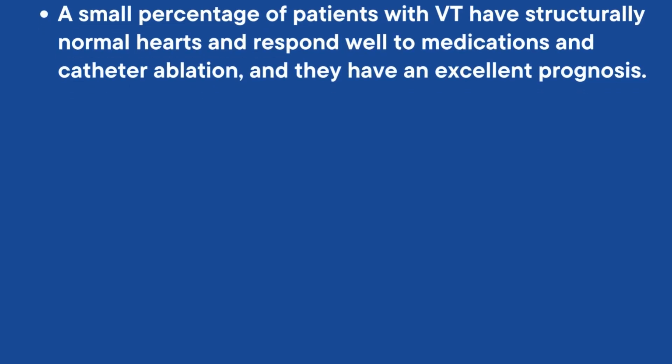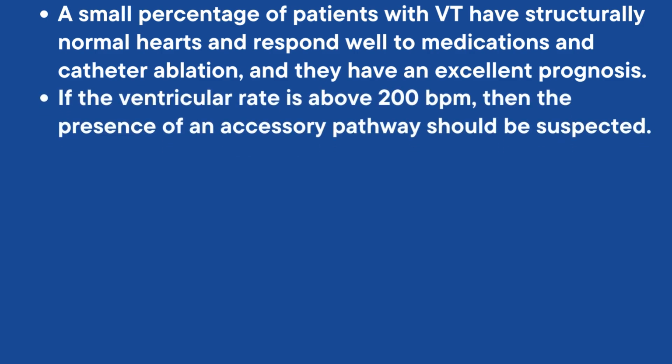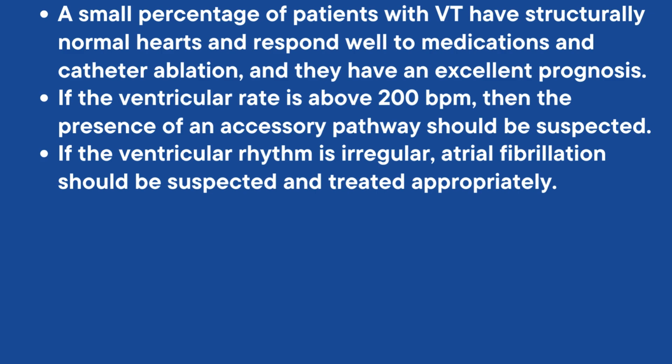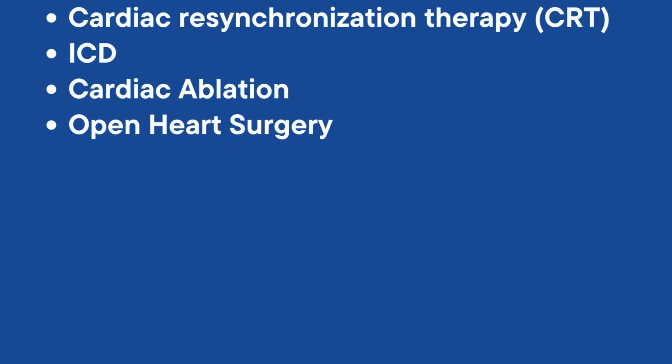A small percentage of patients with VT have structurally normal hearts and respond well to medications and catheter ablation, and they have an excellent prognosis. If the ventricular rate is above 200 beats per minute, then the presence of an accessory pathway should be suspected. If the ventricular rhythm is irregular, atrial fibrillation should be suspected and treated appropriately. Invasive treatments such as cardiac resynchronization therapy, ICD, cardiac ablation, and open heart surgery are the treatment of choice.